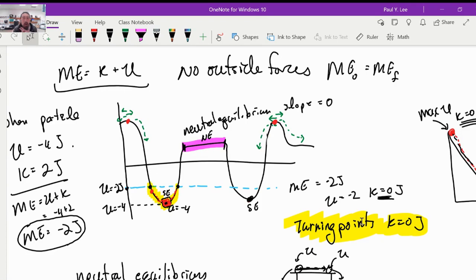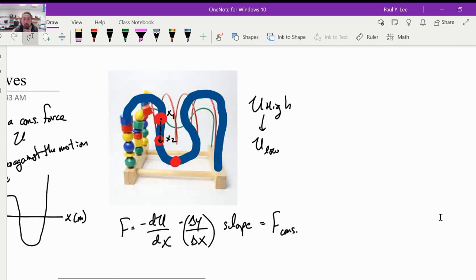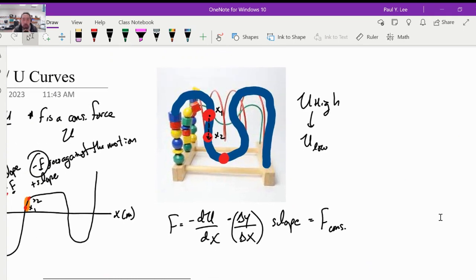Anyways, we'll get more practice in class, and I'll bring the baby toy in class, and hopefully we can view the equilibrium curves in person and mess around with the beads.